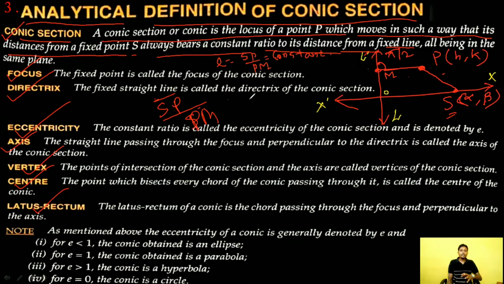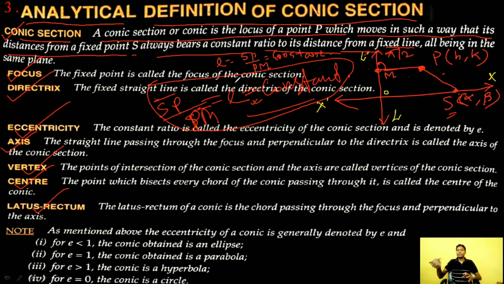That is SP, that means the distance from P to S, divided by PM, that is the distance from P to this straight line, is equal to E, and this E is called eccentricity, and this E is always constant. If this condition holds, then the path of the moving particle is called a conic section. Now we have discussed focus and directrix. This straight line is called directrix. This point S is called focus. This E is called eccentricity.